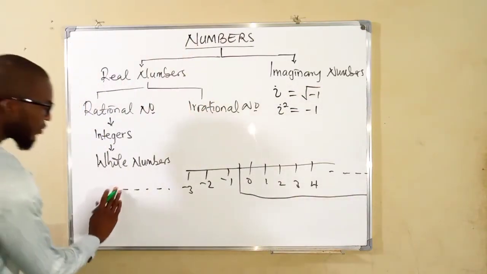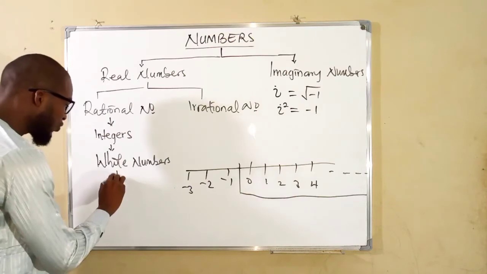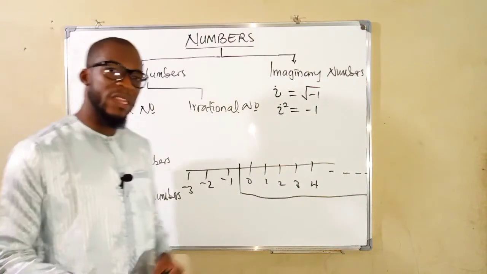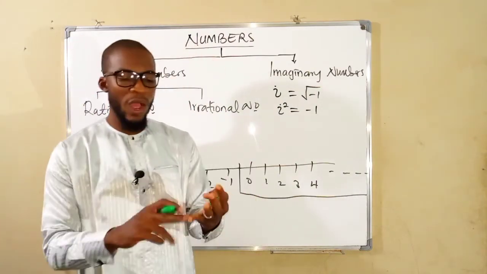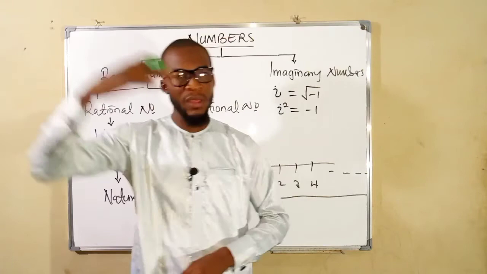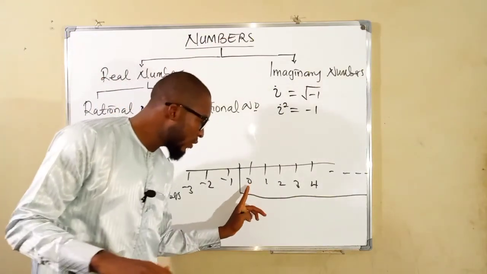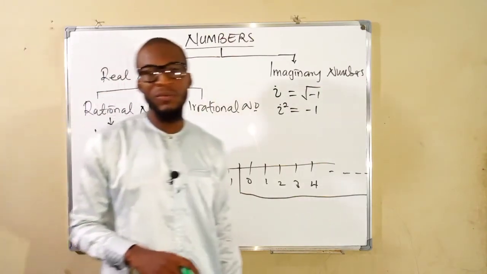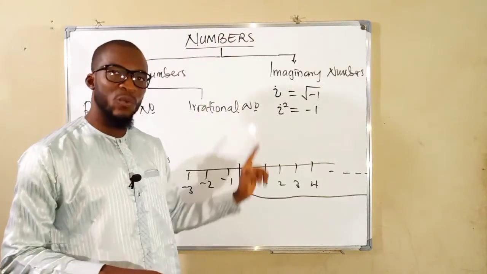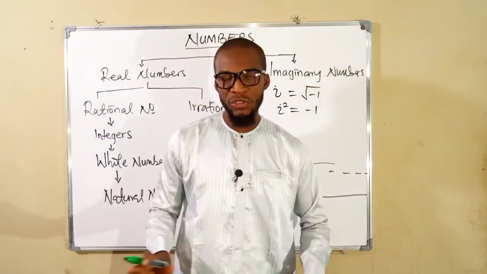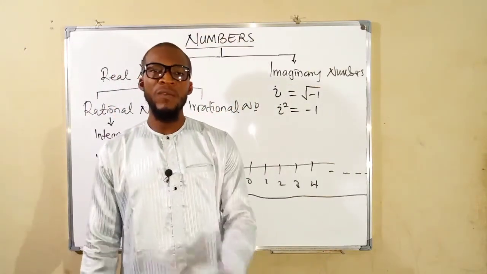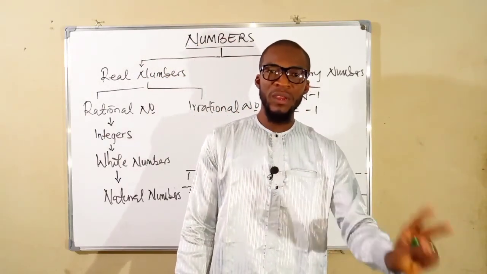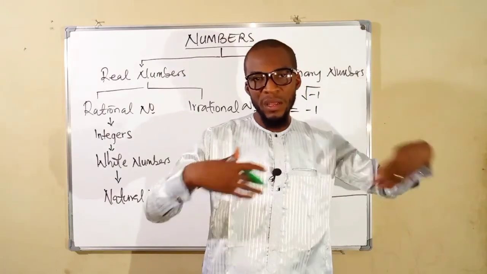So under these whole numbers, we have natural numbers. Natural numbers, we see they are the counting numbers. 1, 2, 3, 4, 5, 6, in that order, excluding 0 and every other negative number you can think of. But all the positive numbers from 1 to infinity, we call them natural numbers. They are the counting numbers. If we are to count, we start from 1. We start from 1, 2, 3, 4, 5, in that order.